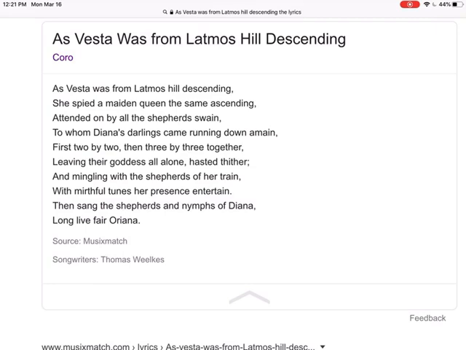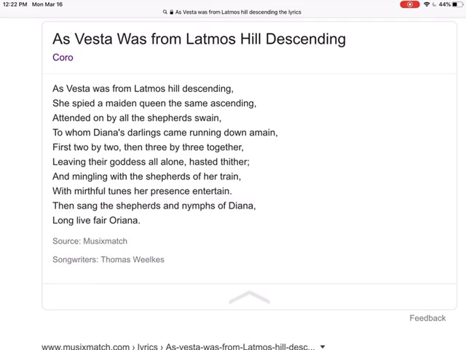So, As Vesta Was from Latmus Hill Descending. So Vesta is the Roman goddess of home. She spies a maiden queen, the same, ascending, and the maiden queen would be a reference to Queen Elizabeth. So right there from the beginning of this poem, the composer is comparing Queen Elizabeth to a goddess. Attended on all the shepherd swain, to whom Diana's darlings came running down amain. So Diana's darlings would be the attendants of the goddess Vesta, and they're so excited to see Queen Elizabeth, they come running down the hill to see her. So it's a very simple poem going on, but it is all in flattery of Queen Elizabeth.